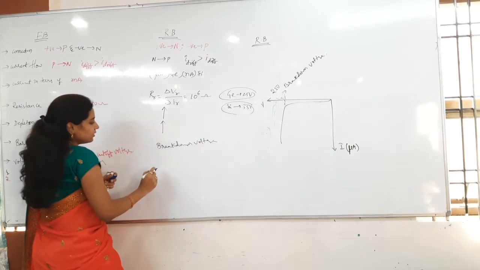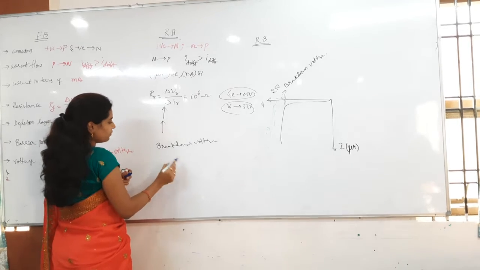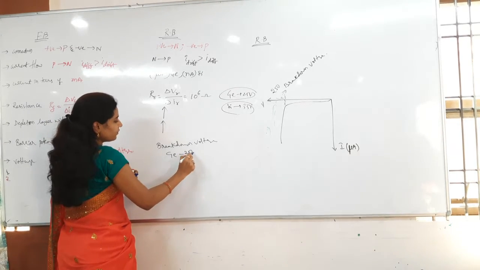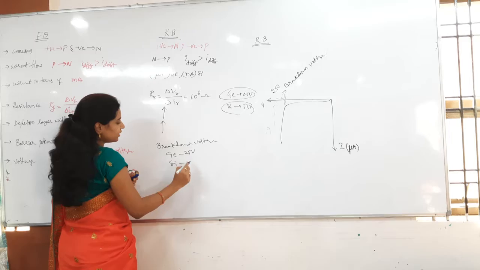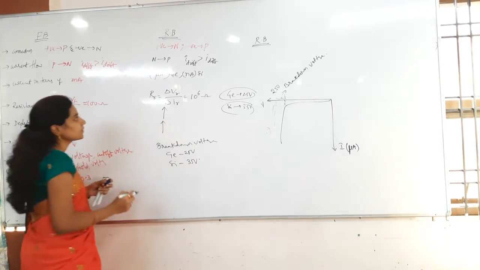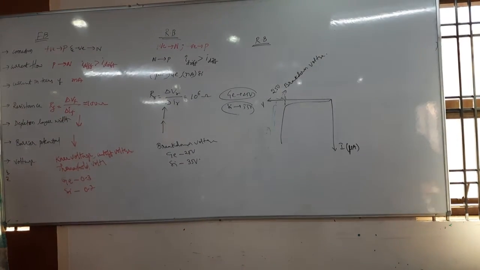Breakdown voltage. That value for the case of germanium is 25 volts, and for the case of silicon it is 35 volts. That is about everything we have discussed yet.